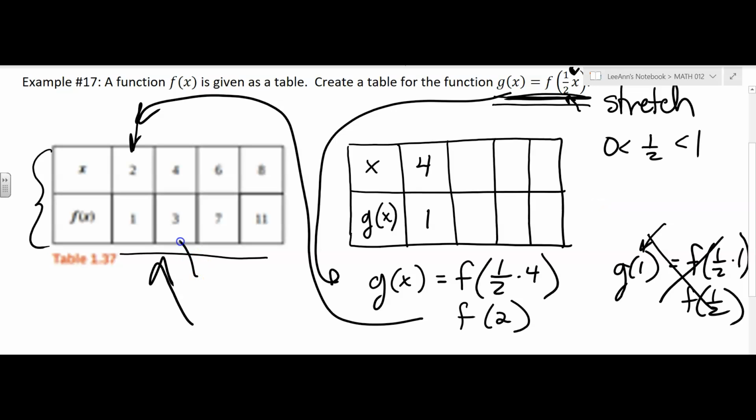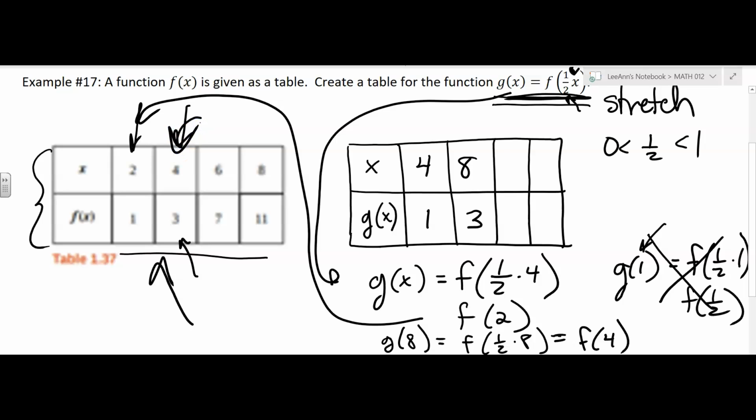So now we're going to want an output of 3. So what does the input have to be? Well, we have to put in 8, because then we would have g of 8, which would be f of 1/2 times 8, which would be f of 4. And we know what f of 4 is. F of 4 is on the table, right there. F of 4 is 3.